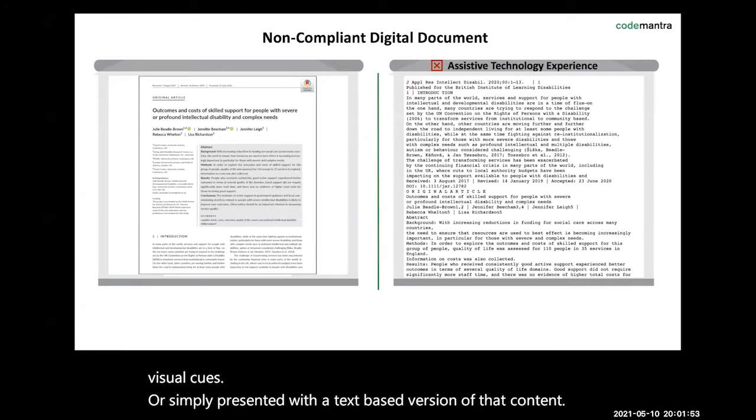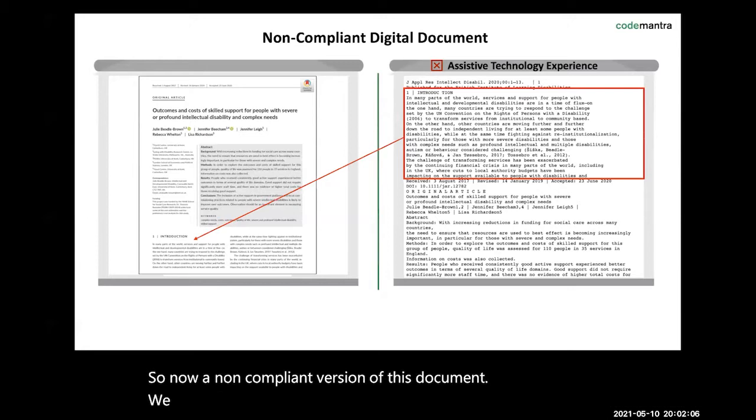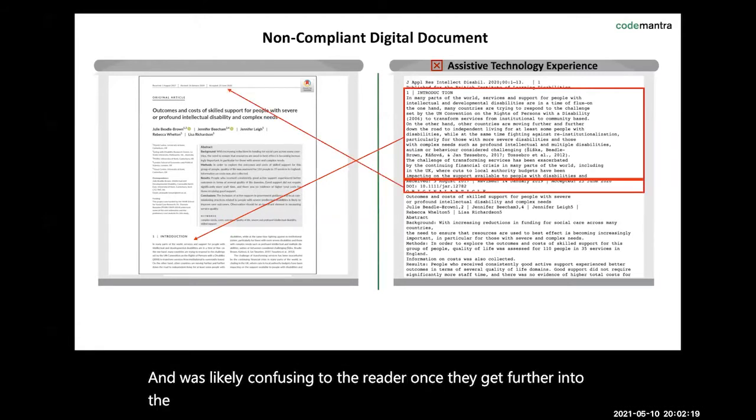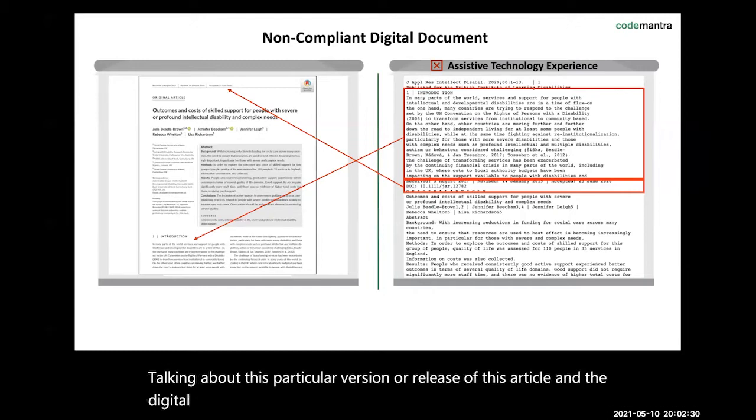So now, a non-compliant version of this document. When we step into that experience, we'll quickly see that the introduction, which is at the bottom of the page, is the first piece of content that users are presented with. Obviously, that's not the preferred reading order, and it was likely confusing to the reader once they get further into the content and come to the next piece, which is, again, a slug at the top, talking about this particular version or release of this article and the digital object identifier of where it can be found.